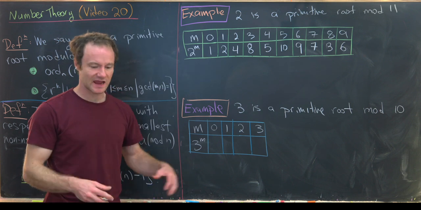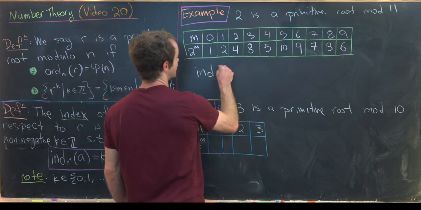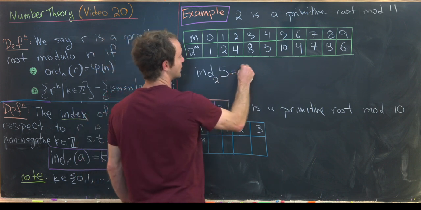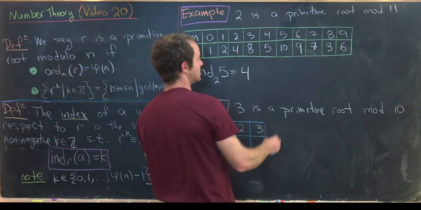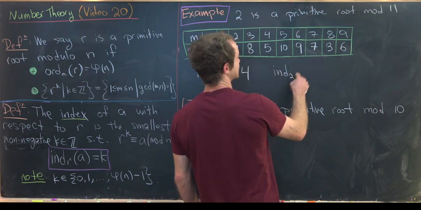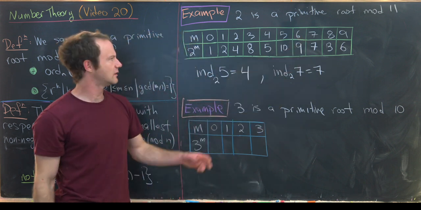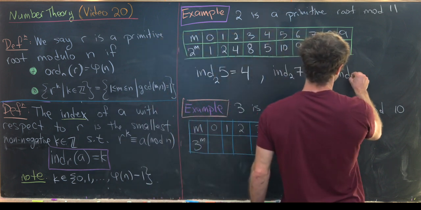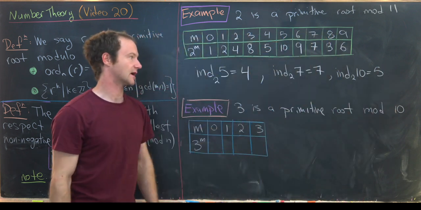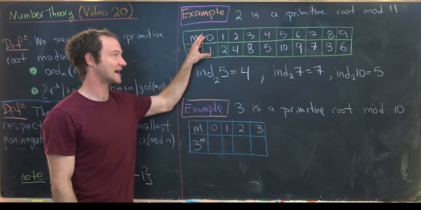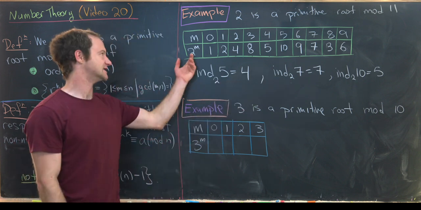But now this chart goes hand in hand with a bunch of facts involving the index. So notice that the index of 5 with respect to 2 will be equal to 4. And that's because 2 to the 4 is equal to 5 mod 11. Then furthermore, the index with respect to 2 of 7 will be equal to 7. That's because 2 to the 7 is the same thing as 7. Then we can really just keep going. The index with respect to 2 of 10 is going to be 5, because 2 to the 5 is 10 mod 11. So we can in fact create an entire chart, which is maybe dual to the chart that we have on the board, with facts like this involving the index instead of powers of 2.